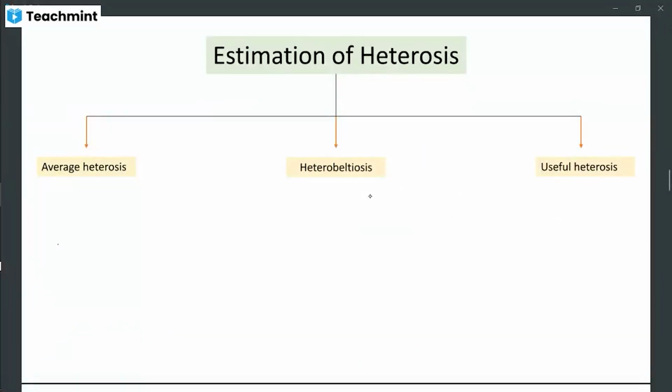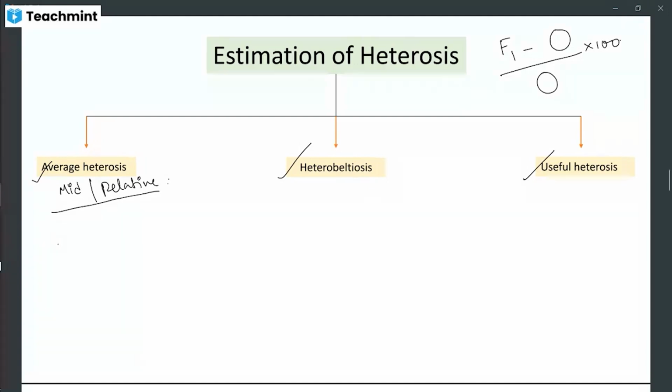Okay, your F1 hybrid is heterotic, that is, it is performing more superior when compared to both the parents. So how do you estimate it? For the estimation of this heterosis, there are three different types. One is average heterosis, then heterobeltiosis and useful heterosis. As I told you yesterday, average heterosis is also known as mid-parent heterosis or relative heterosis. For the estimation of heterosis, the formula is F1 minus blank, divided by blank, into 100. In this blank, we will be filling different parameters in the three cases.